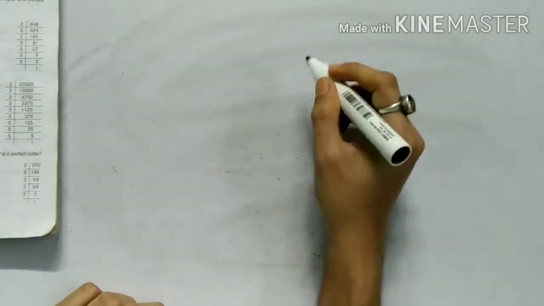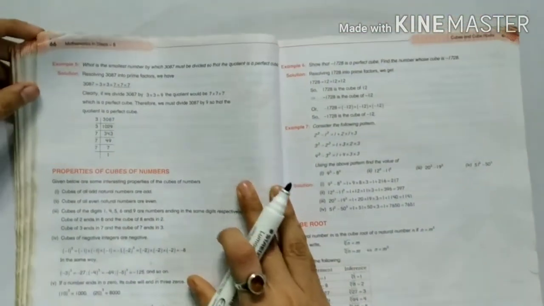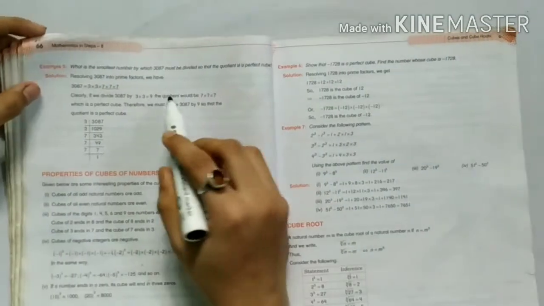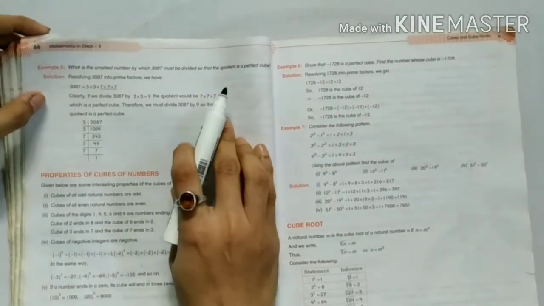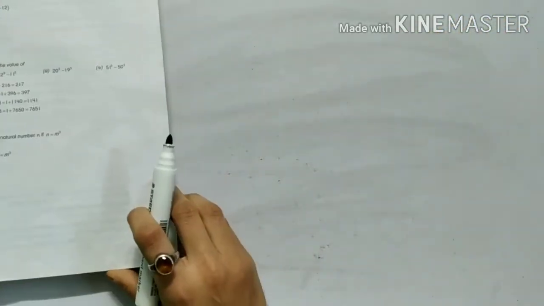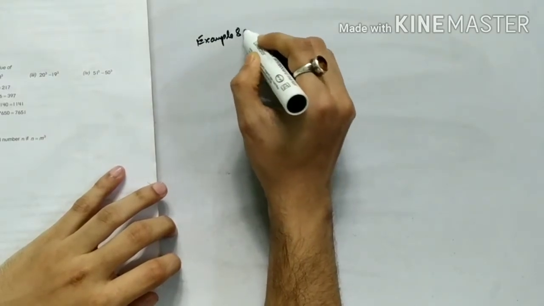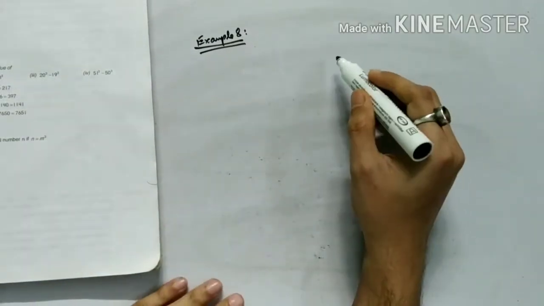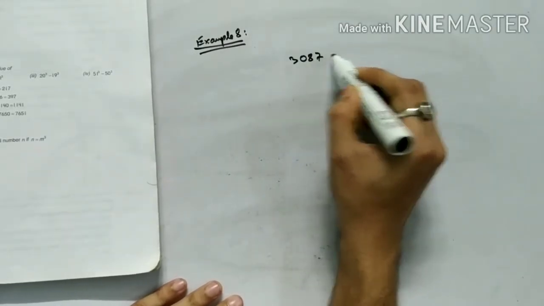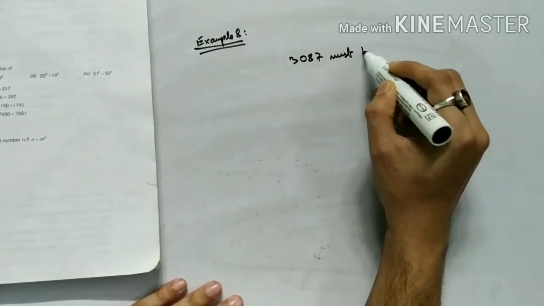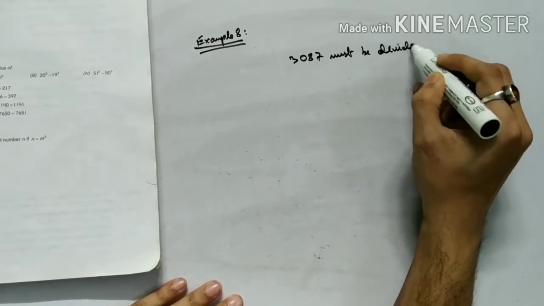Next again, example 5. What is the smallest number by which 3087 must be divided so that the quotient is a perfect cube? The question is asking here: what is the smallest number by which 3087 must be divided? Here, it must be divided.